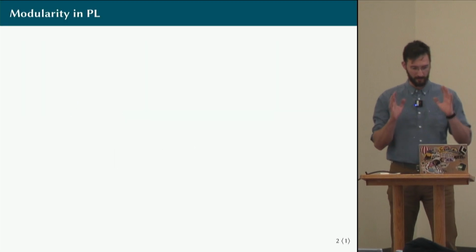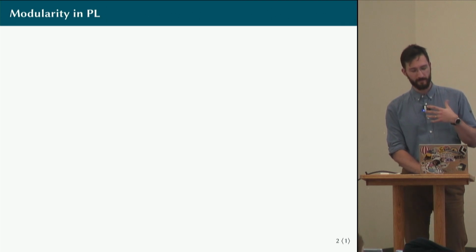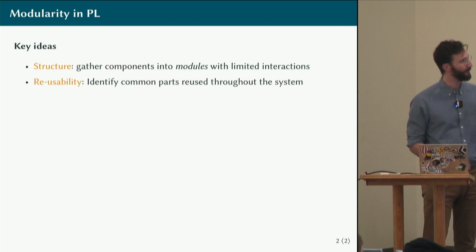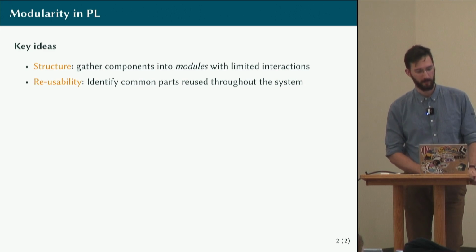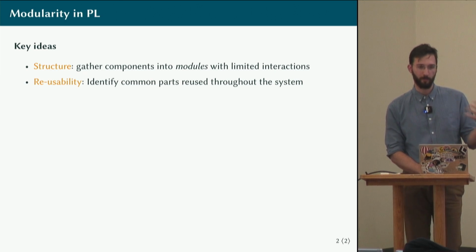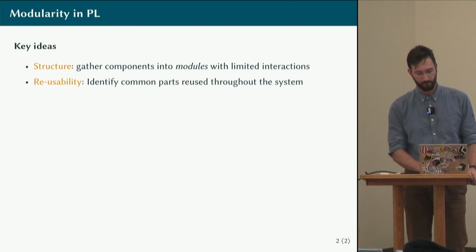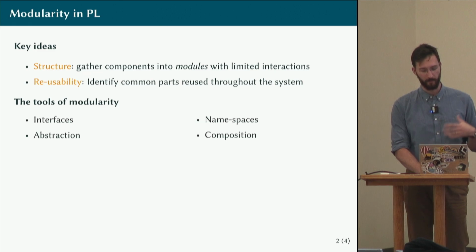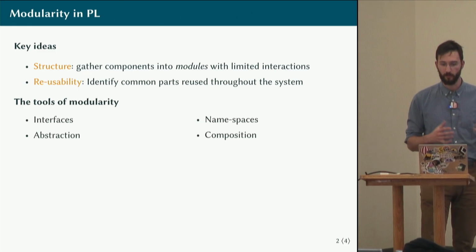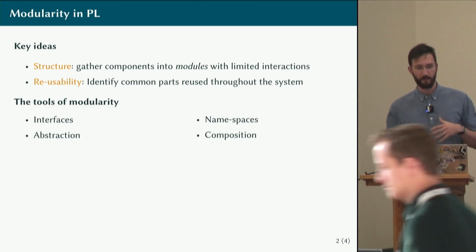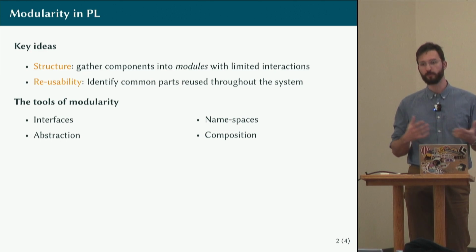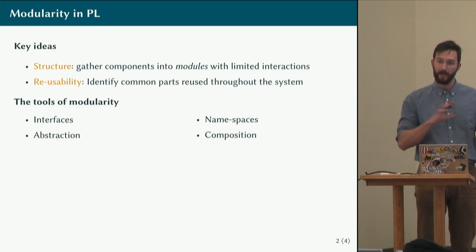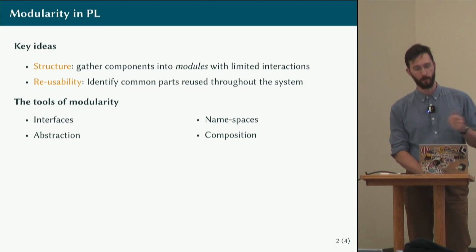So let's start with a bit of context. What I mean by modularity is, I would say, the hard form of being able to identify natural boundaries inside programs and gather components that make sense together inside what we call modules, and to identify also components that can be reused throughout the system. The tools for achieving this are basically the ability to define, control, and enforce interfaces, the ability to abstract part of the code and consider things as black boxes, ways to control namespaces, and finally, ways to combine the different modules that you've built through what we call composition.